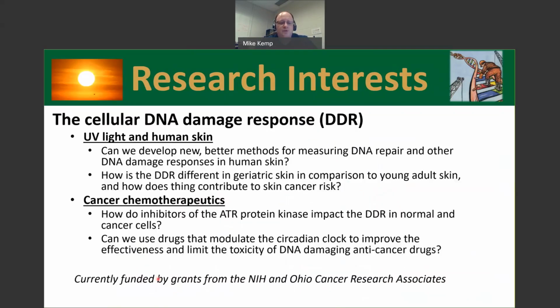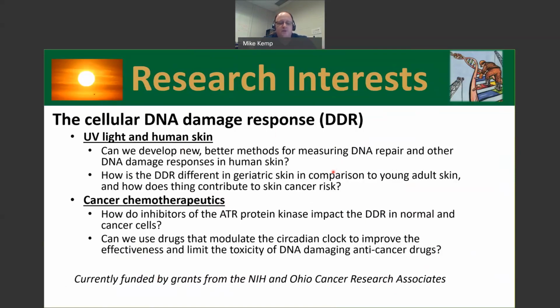So in my lab, we're interested in something known as the cellular DNA damage response. We approach this field in two main areas. One is, again, coming back to UV light in human skin. And our interests are specifically at developing new and better methods for measuring the DNA damage response in human skin, and then to apply these for specific purposes and in specific patient populations.